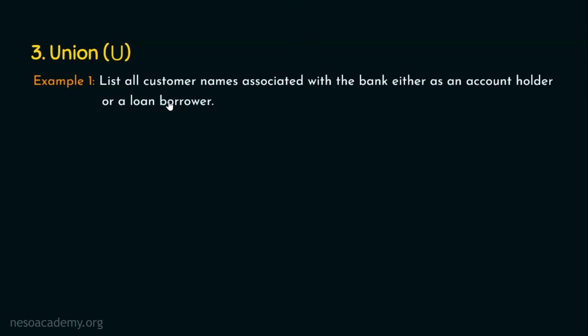And what are we required to find? We are required to find the list of all customer names associated with the bank either as an account holder or as a loan borrower. Let's say there is a customer X. That name X should appear either in the depositor relation or in the borrower relation. It may even appear in both relations, but our output should contain the value X. Let's solve this problem now.